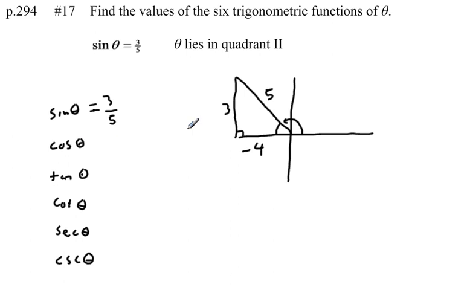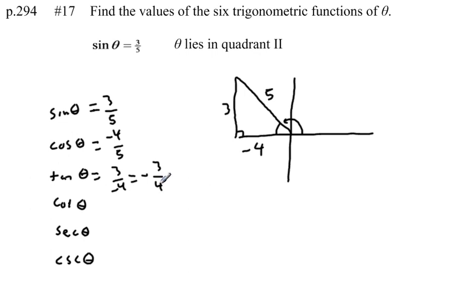Cosine of theta. Let's take a look over here. Cosine, SOHCAHTOA, cosine is adjacent over hypotenuse. So cosine of theta, the adjacent over hypotenuse, is -4/5. The tangent of theta. From SOHCAHTOA, tangent is opposite over adjacent. So from our diagram, the opposite over the adjacent, it's 3 over -4, which we can leave like that, or you can write as -3/4.